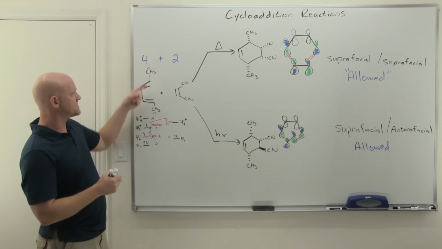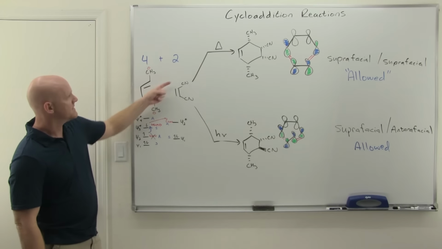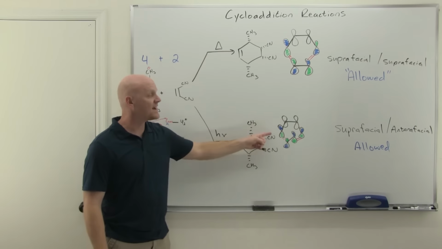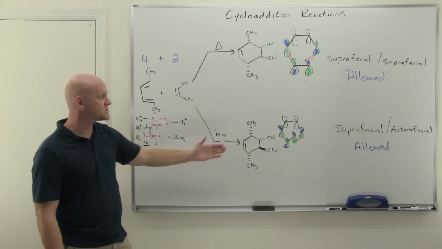In this case, again, the two groups that both point out on the diene still end up cis. That must have been suprafacial. However, these two groups that were cis to each other end up trans on the product. That's where it was antarafacial. So one was suprafacial, one was antarafacial. It leads to this product.